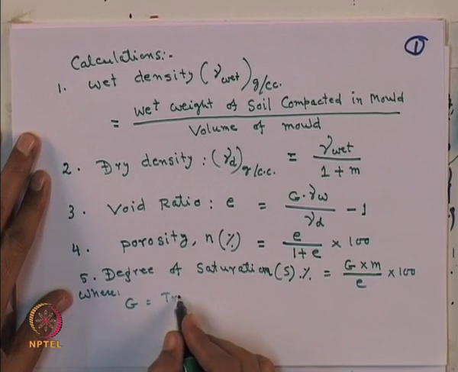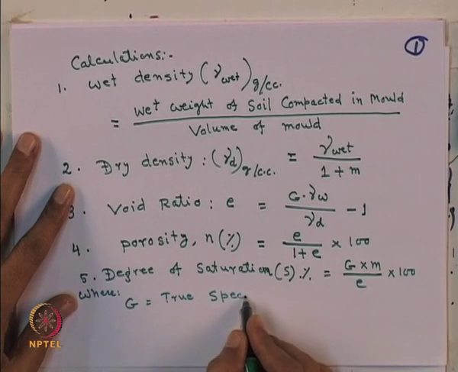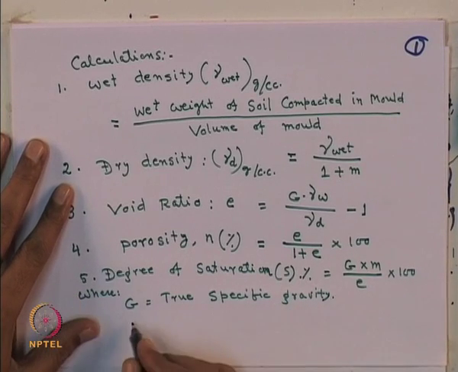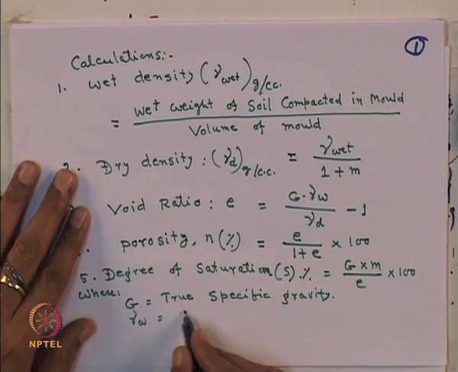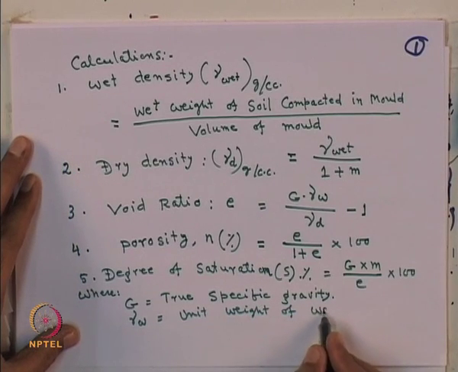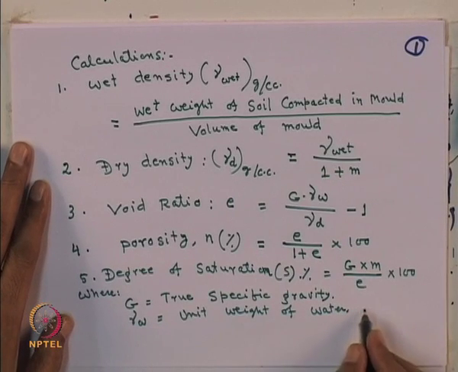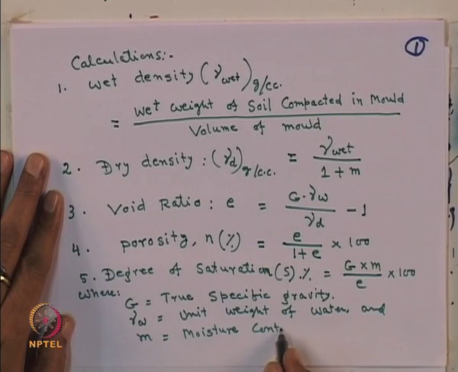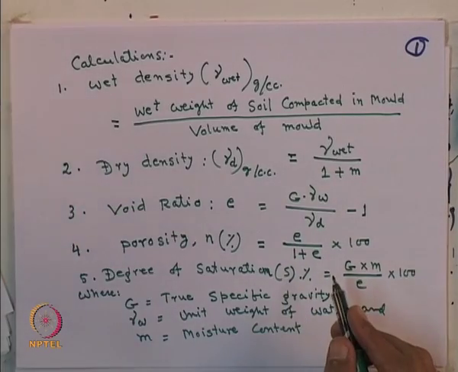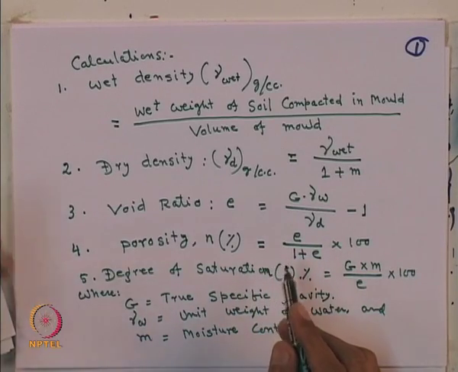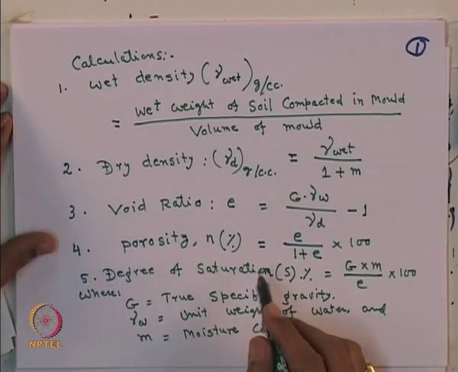where G is true specific gravity, gamma w is unit weight of water, and m is equal to moisture content. So, these parameters are very important for the determination of dry density, void ratio, porosity, and the degree of saturation.